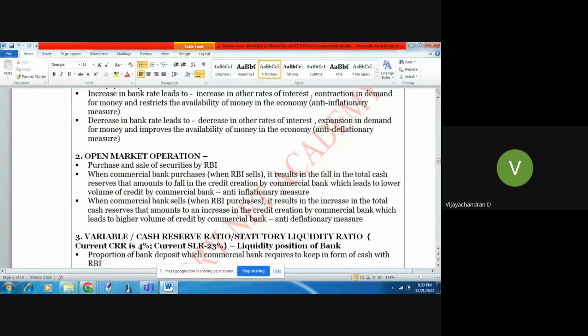Deflation means low circulation of money. During low circulation of money, they will buy the securities. So the papers with the investors will be converted into cash, and there will be liquidity. So during deflation, what is the role of the RBI? They will buy. So buy during deflation.